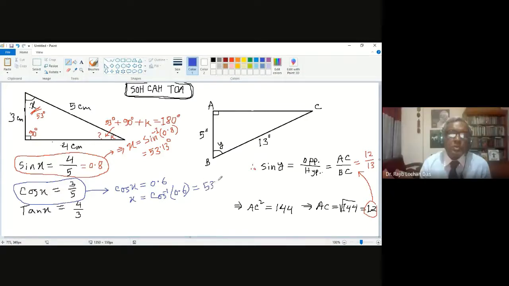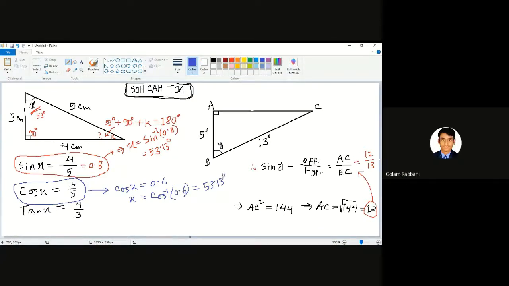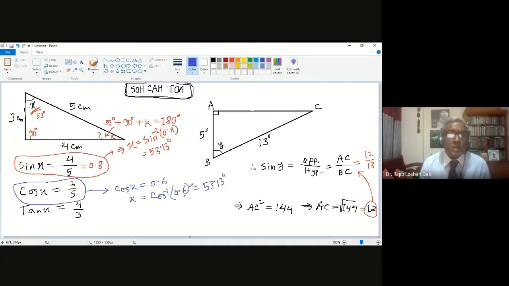So what about Gulam Rabbani? Do you find the same answer? Yes, sir, same answer. It has to be, because this is the same x. X is this angle. It will not be 53 sometimes, 54 sometimes, 43 sometimes. It will always be the same because we are doing the calculation from one triangle, the same triangle. If you check tan x equal to 4 by 3, again the same answer will come. Yes, sir, it also will be the same.